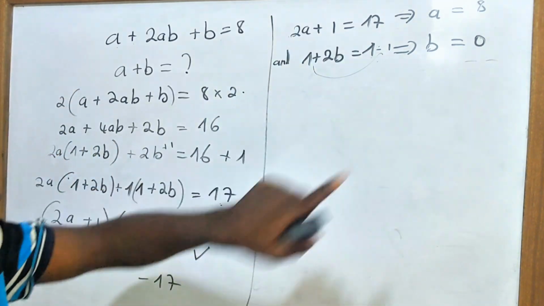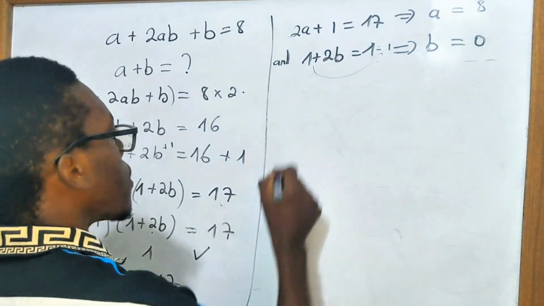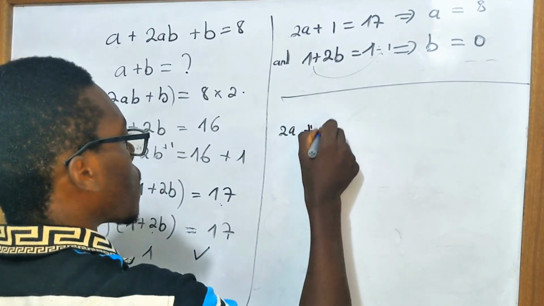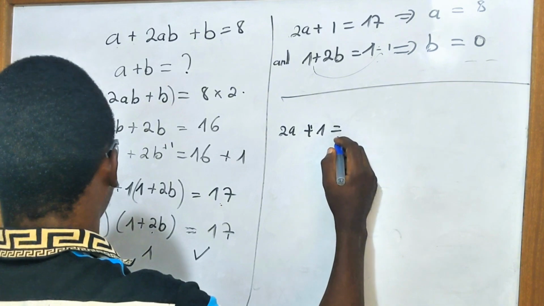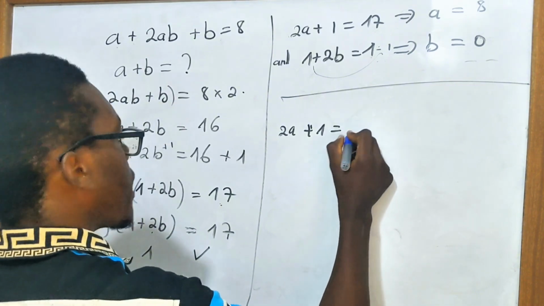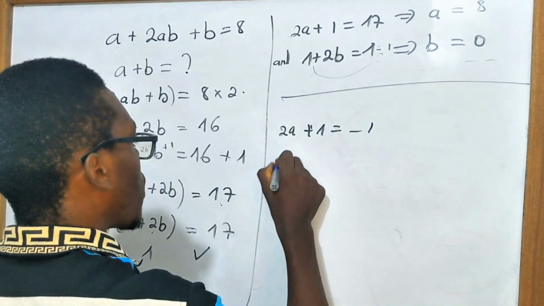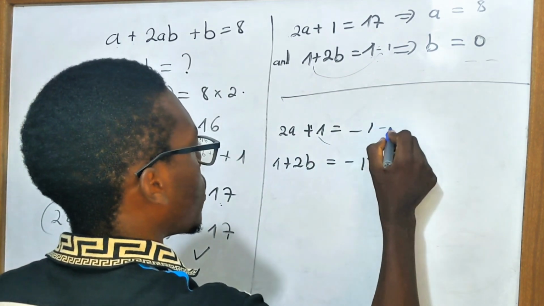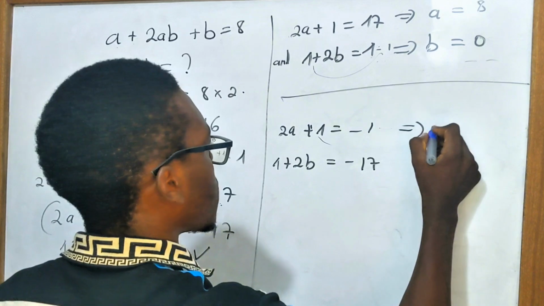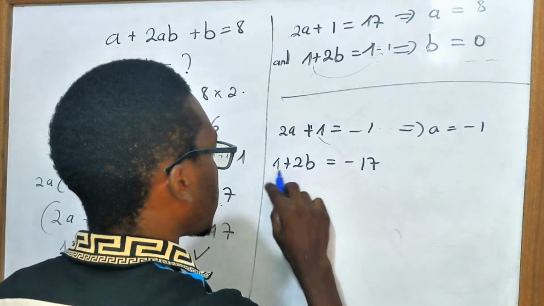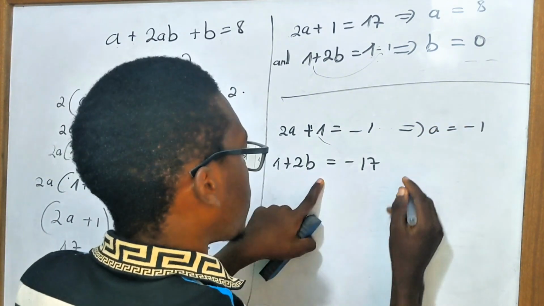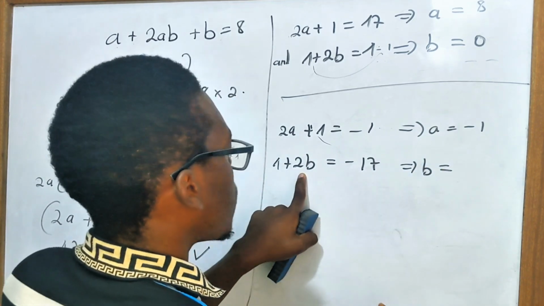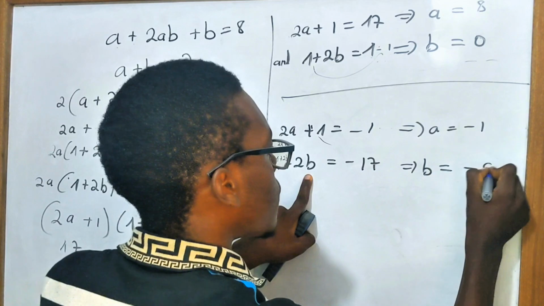Here you have b is equal to 0. On the other side, when it's negative 1, we take 2a plus 1 is equal to negative 1, and 1 plus 2b is equal to negative 17. We bring this one here, that will be negative 2. Hence a is equal to negative 1, and we bring this one here, that will be 18, so b is equal to negative 18 divided by 2, that is negative 9.